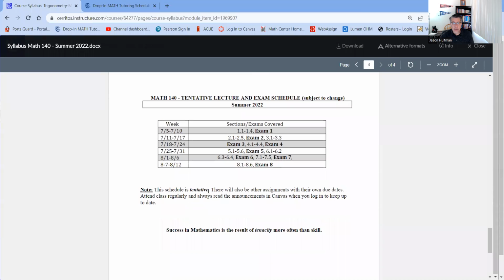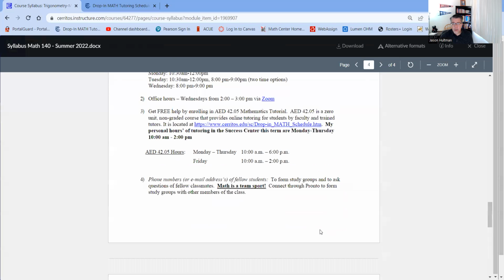Note this class schedule is tentative. There will be other assignments and their own due dates. Attend class regularly and always read the announcements in Canvas when you log in to keep up to date. Success in mathematics is a result of tenacity more often than skill. And that's it for the syllabus.